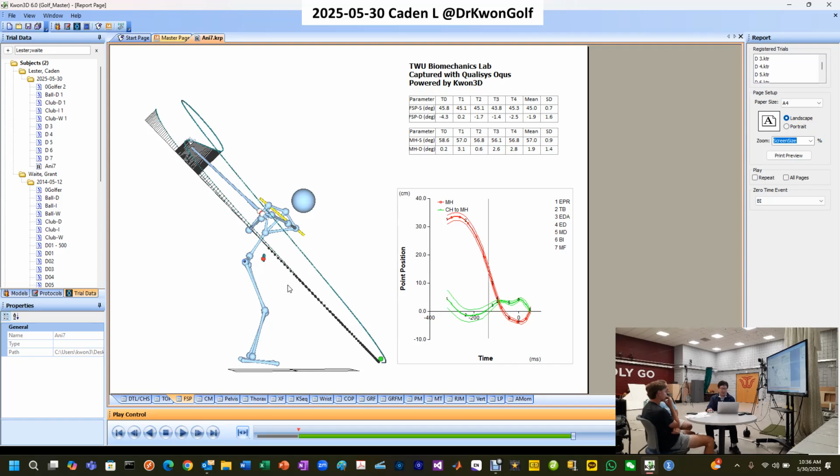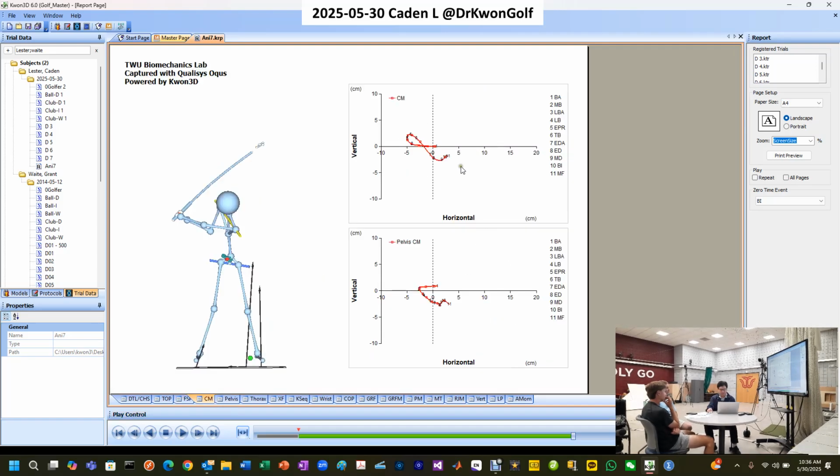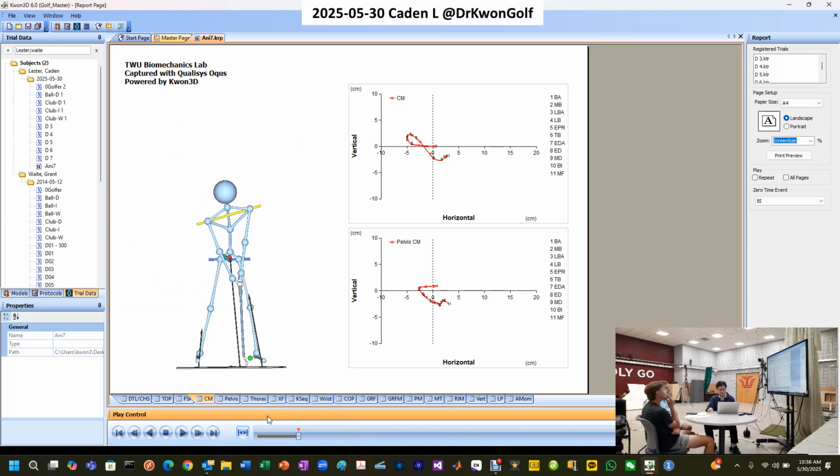And also when that happens, you will see in this one here. This shows the center of mass motion. This is the center of mass of the pelvis. But here, so initially at the beginning of the backswing, so the center of mass is here.